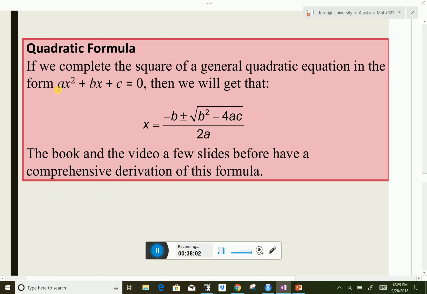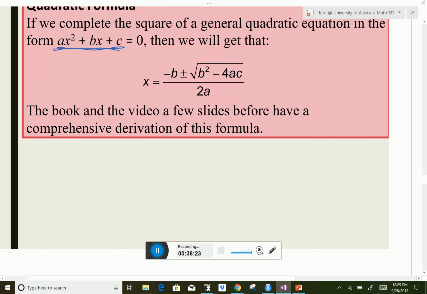Complete the square of a general quadratic, which again, I'm not going to go through that whole thing. I'm going to put the other videos on there for you to see that. And you can have that comprehensive, and your book also has a comprehensive derivation of the quadratic formula. And it's basically the same idea as just completing the square.